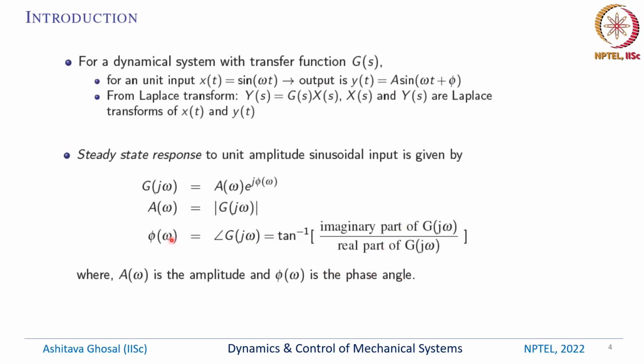So in the steady state, if we are giving a unit amplitude sinusoidal input, we can obtain the amplitude of the output, and we can also obtain the phase of the output. This is the same thing as y(t) = A sin(omega t + phi). So we can obtain A and phi. Remember, for a linear system, if the input frequency is omega, the output frequency is also omega.